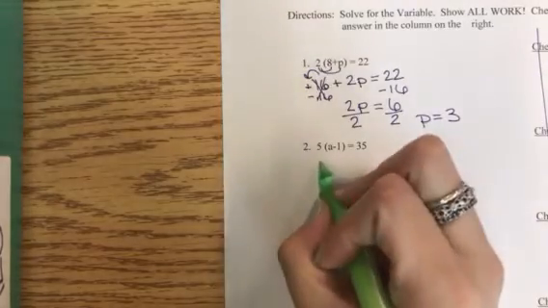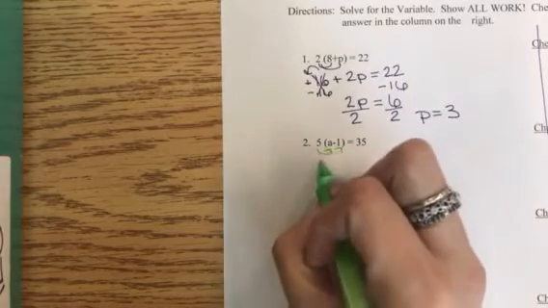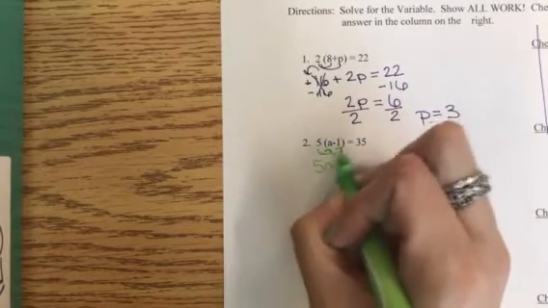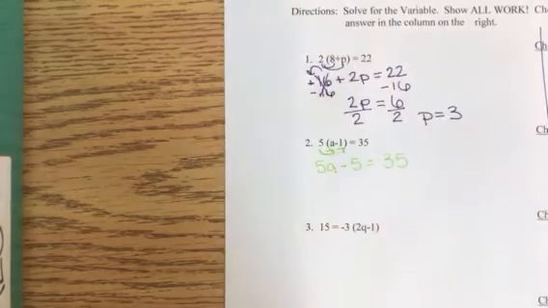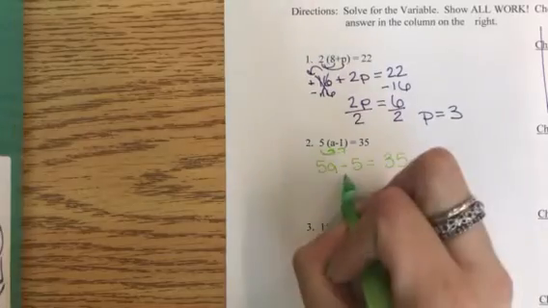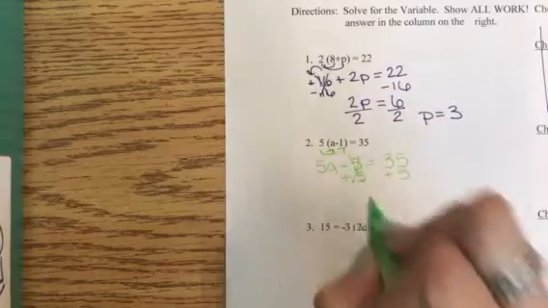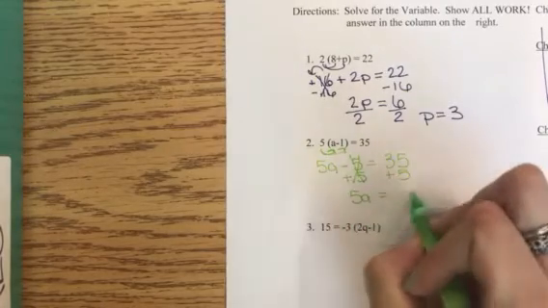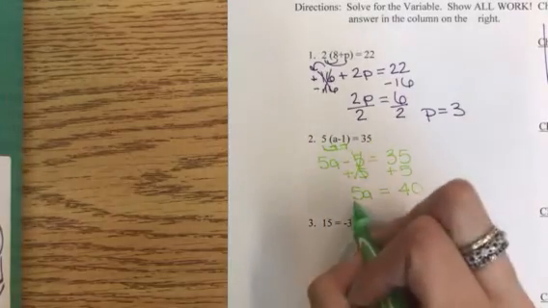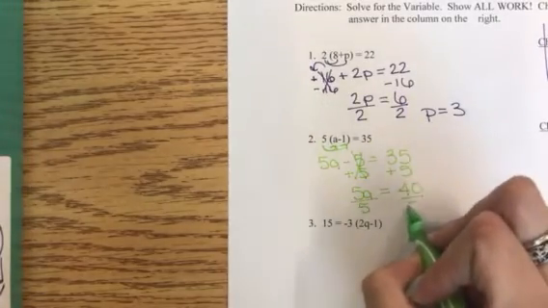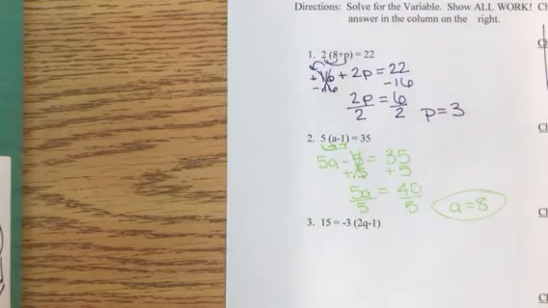Number 2, I also have to distribute. So 5 times a will give me 5a. 5 times negative 1 will give me a negative 5. I will undo my addition and subtraction first, so I'm undoing subtraction with addition. So that gives me 5a equals 40. I'll undo my multiplication with division, and I will get a equals 8.